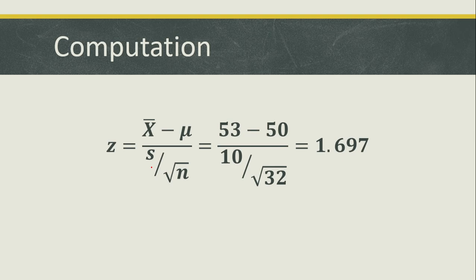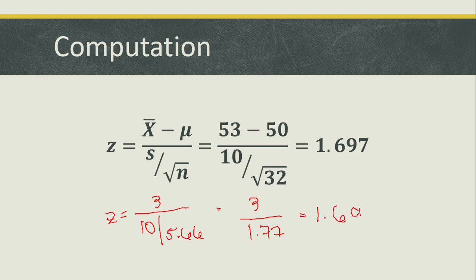Okay, solve ninyo. Pareho ba tayo? Sino nakakuha ng 1.697? Or sabihin niyo, baka mali yung computation ko ha. Baka may mali din sa akin. Double check everyone. So solve natin. 53 minus 50. That is 3. Divide sa 10. Divide sa square root ng 32. Ano ang square root ng 32? 5.66. Then 10 divide 5.66. That will be 1.77. And then 3 divide 1.77 is 1.697.